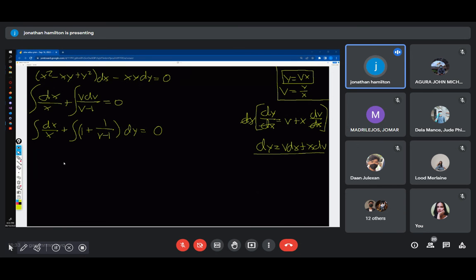So if we simplify this, the integral of dx over x is ln of x, plus we have 1 dv, so this becomes v, plus dv over v minus 1. If we integrate this, we get ln of v minus 1, equal to c. Now, we can still simplify it. There is a technique we can use to simplify.